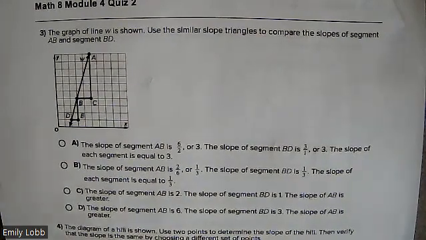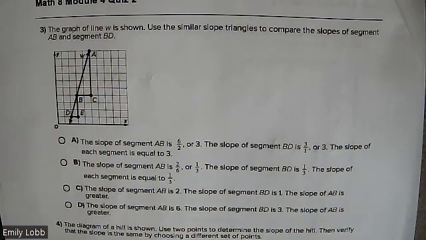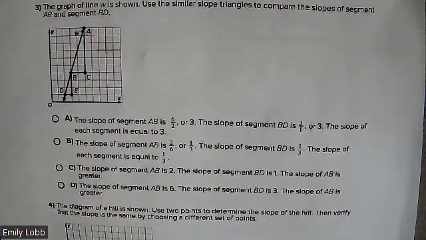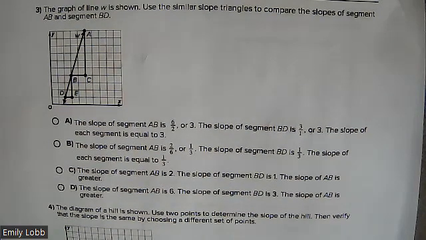The graph of line W is shown. So using the triangles, we are going to compare the slope. So the slope of segment AB is 6 over 2. So does it go up 6 over 3? Oh no, over 2. That makes sense, or 3. The slope of segment BD is 3. So up 3 over 1, or 3. The slope of each segment is equal to 3.